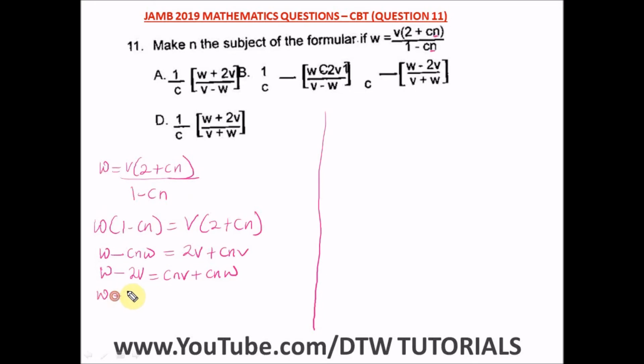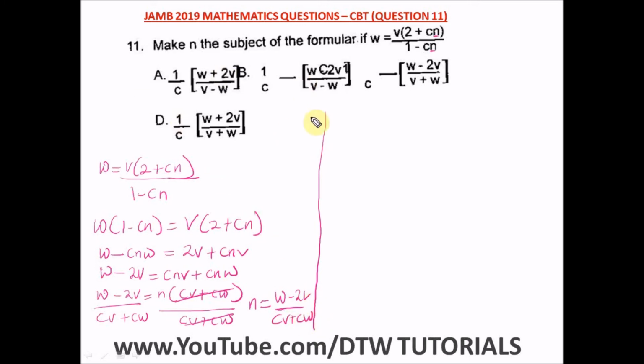All right, so we have W minus 2V is equal to, bringing out n, n bracket CV plus CW. And to make n to be on one side of the equation, we divide both sides by CV plus CW. So we have CV plus CW divided by CV plus CW, and this will cancel out, and we're left with n is equal to W minus 2V divided by CV plus CW.